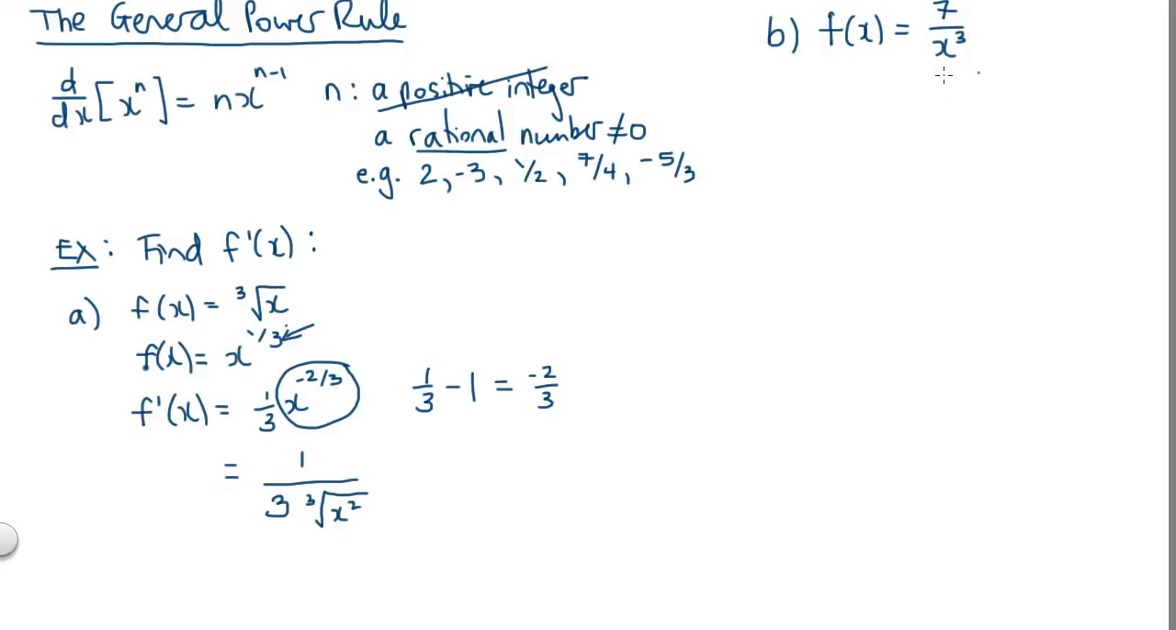So again, we could rewrite this expression before taking our derivative. We'll want to think of this as 7 times x to the -3. The negative just coming from the fact that the x cubed was in the denominator of our function. So now that we've got this clearly written out like this, we can use our power rule.